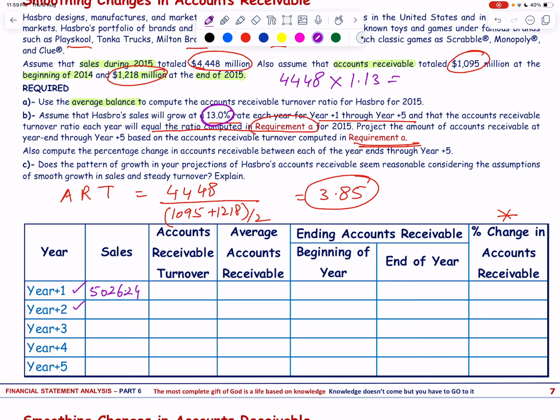Because it is increasing at the rate of 13% each year, we can calculate the same way: 5026.24 times 1.13 is 5679.65. This will be 6418.01, 7252.35, and 8195.15. Now, the accounts receivable turnover we have already calculated as 3.85, and this will remain the same for all the years.